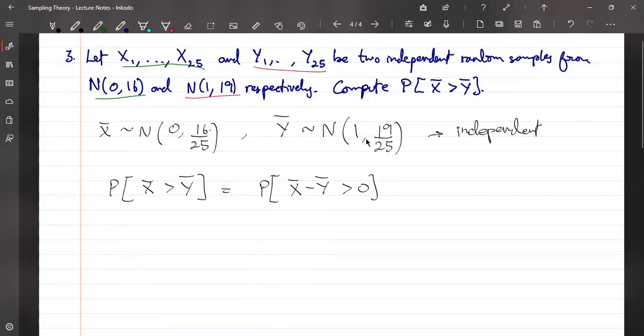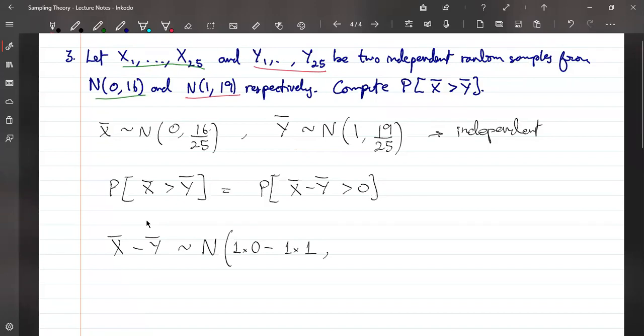So what we know is that x bar minus y bar, which is in the form ax plus by, right, also has a normal distribution with mean a mu1 plus b mu2, mu1 being this and mu2 being this, a being 1 and b being minus 1. So here you will have, I'll write it explicitly, 1 times the mean of x bar minus 1. So minus 1 is the b times the mean of y bar, that is 1.